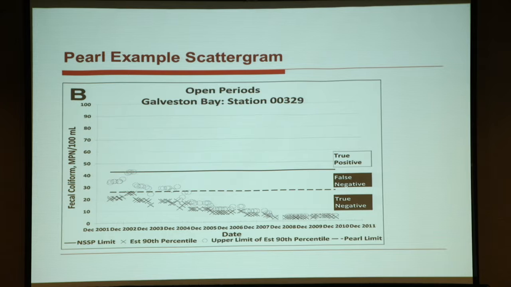This is an example Pearl scattergram. In this, fecal coliform concentrations are shown on the x-axis and time is shown on the y-axis. In this example, the solid line represents the NSSP 43 MPN per 100 milliliter national standard, and the dashed line represents our new standard for the 5-tube test, which is 26 MPN. The X data points represent the estimated 90th percentile, and the O's represent their upper limits. Each data point represents 30 fecal coliform samples.